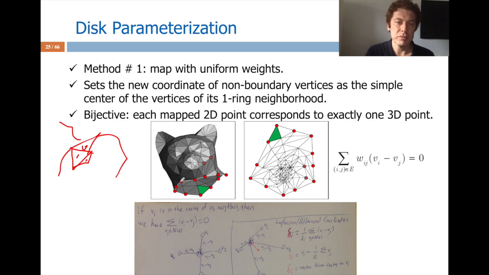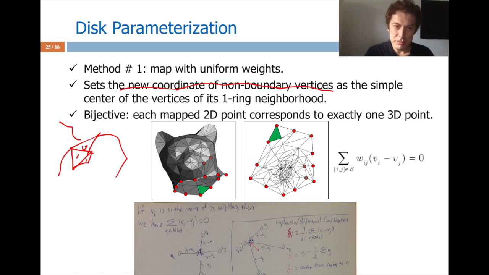So with that, I can compute the boundary edges and I can order the vertices on the boundary edges. So start with this boundary edge. It has two endpoints, and then from this endpoint, go look at the neighbors, go to the next endpoint of the incident border edge, etc. So I will map them to a convex region. So this is convex, okay. It is not a disk, but the idea is the same. And then the interior: set the new coordinate of the non-boundary interior vertex as the center of mass of its one-ring neighbors. Okay, so this is the idea.